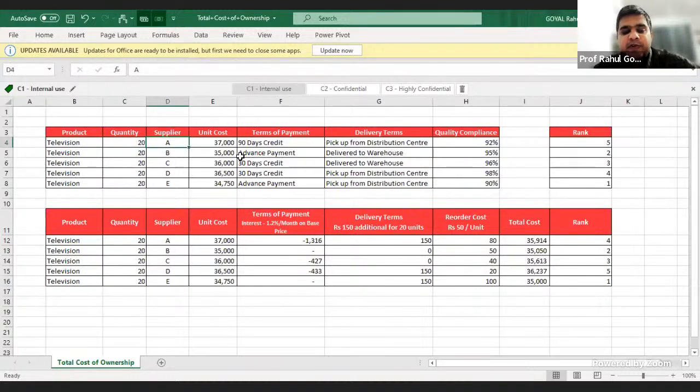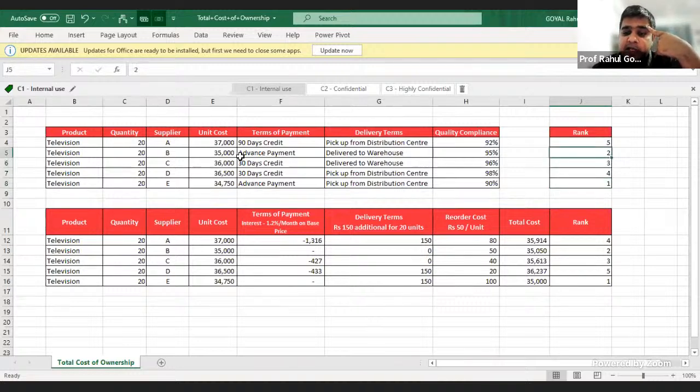Supplier A is providing 20 units at a per unit cost of 37,000. Supplier B is providing at 35,000, supplier C at 36,000, supplier D at 36,500, and supplier E at 34,000. If we have to rank them as per the unit cost, the lowest cost is given by supplier E, so we rank it number 1. Supplier B is number 2 because 35,000, and the costliest is supplier A, which is given the rank of 5. So if we go only by unit cost, this is going to be the ranking, and maybe we will go ahead with supplier E.